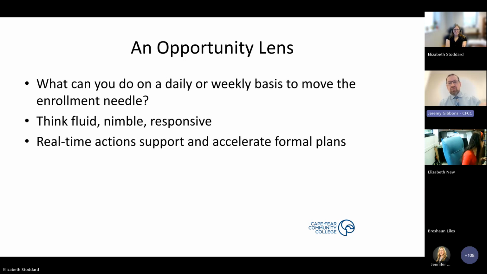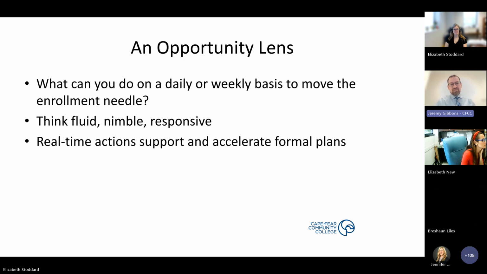which is looking for opportunities in your day-to-day and week-to-week. So what are some things that you can do to move the needle with your enrollment on a daily basis? You know, I kind of think of different days of the week. I try to carve out small pockets of time to laser focus on certain things.